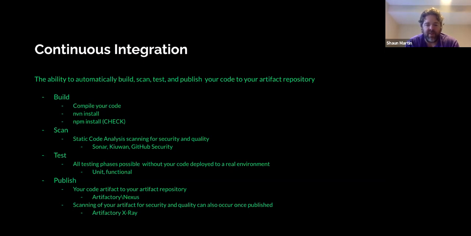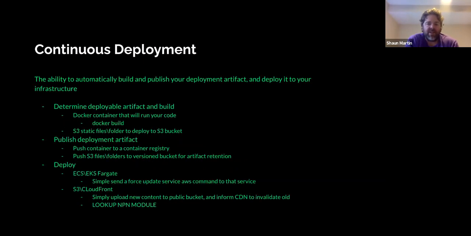And then finally, publish your code artifact. So that would be the Artifactory Nexus. Also, if your artifact repository has scanning capabilities, you can even do that same thing with Artifactory X-ray and stuff, where you can have a blocking action or just make sure the scan commits. And then you have continuous deployment.